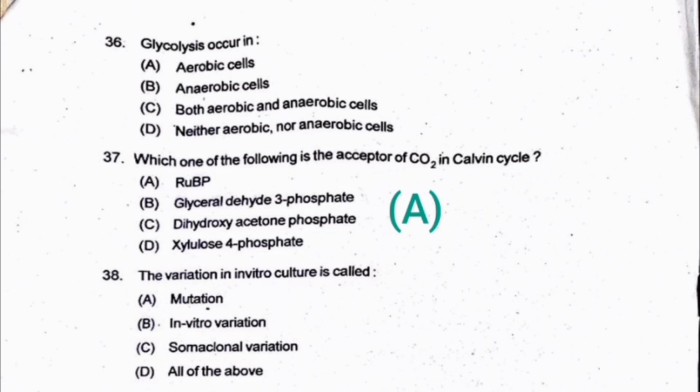Next, question number 38. The variation in vitro culture is called option A mutation, option B in vitro variation, option C somaclonal variation, option D all of the above. So here the correct answer is option C somaclonal variation. It is the variation which is caused by in vitro conditions because of genetic mutation. Somaclonal variation is the variation seen in the plants that have been produced by plant tissue culture.